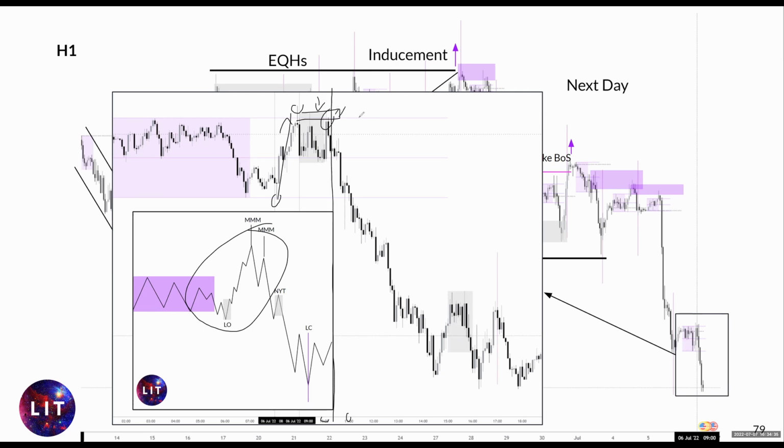So guess what the price does? Magic manipulation minutes, and so on. What's this? New York trap. New York trap should continue lower. London close. Okay, it's so similar.